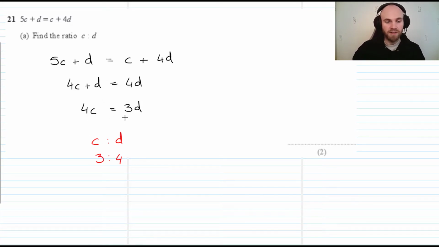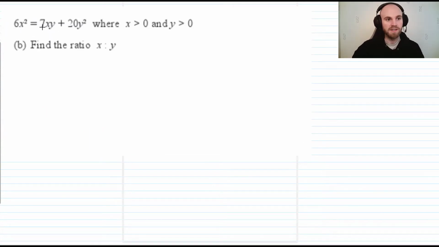And just to give you a bit of context, remember, these are equal. 4c equals 3d. So if we imagine there is 12 on both sides, c here is going to be 3, 4 times 3, and this d is going to be 4, 3 times 4, to give you 12 on both sides. That is why c is 3 and d is 4.